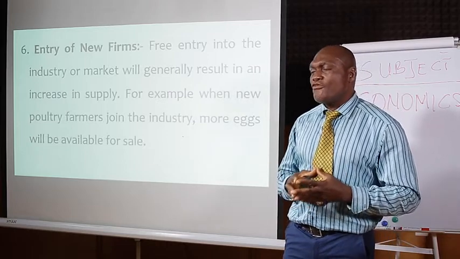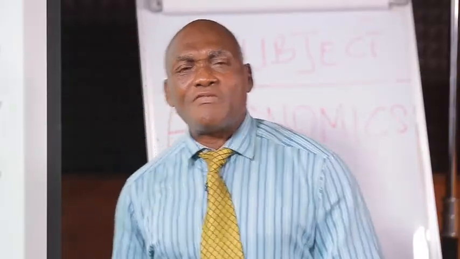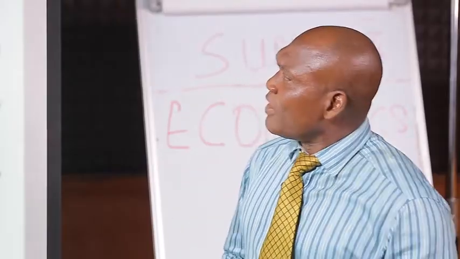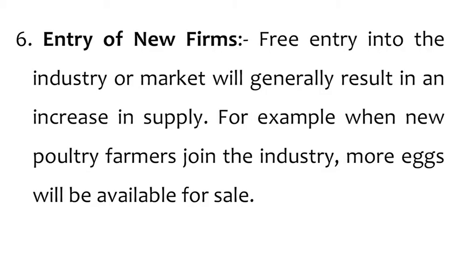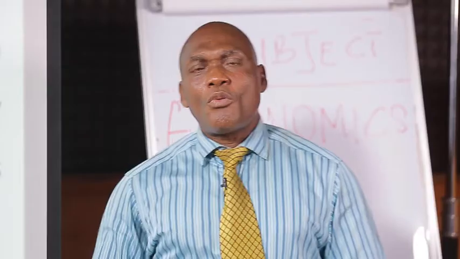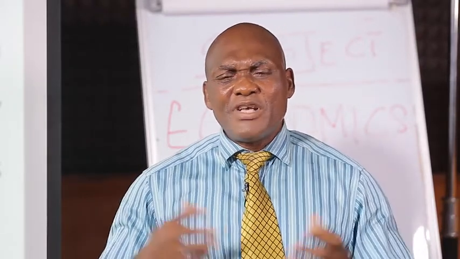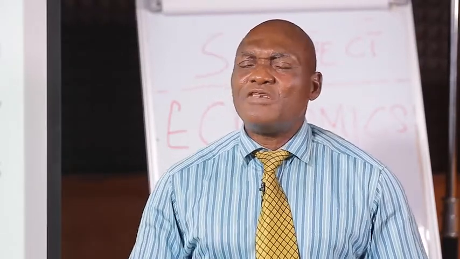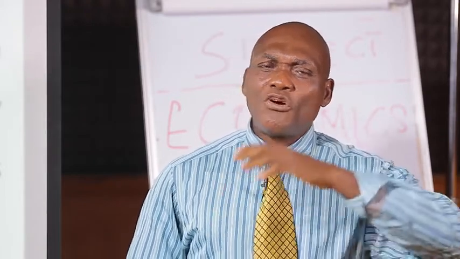Number 6, new entry or entry of new firms. How does entry of new firms affect supply? Free entry into the industry or market will generally result in an increase in supply. For example, when new poultry farmers join the industry, more eggs will be made available. In many businesses, entry into that firm is very, very difficult, especially in our country here. Entry is restricted either through government restriction or through the market union or the suppliers union and so on and so forth.